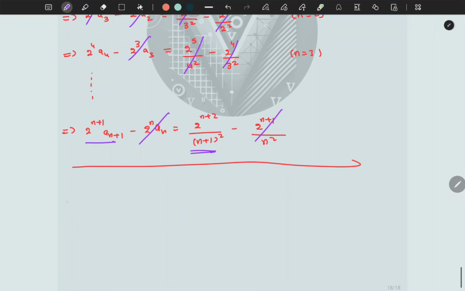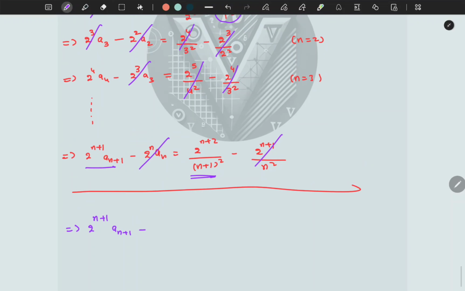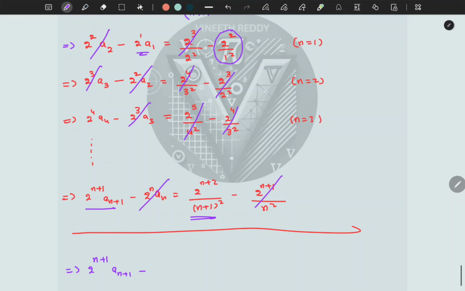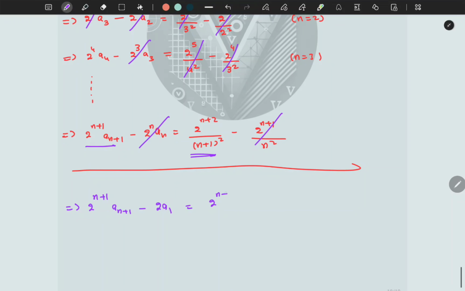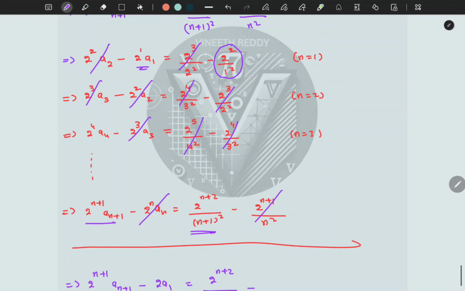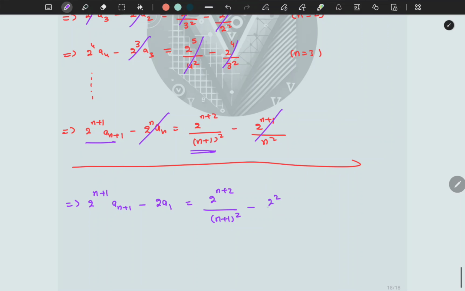So what will remain on the left hand side is 2 raised to the power n plus 1 into a n plus 1 minus this 2a1, right? And that will be equal to 2 raised to the power n plus 2 by n plus 1 whole square minus this term, that is 2 square by 1 square, that is 4.